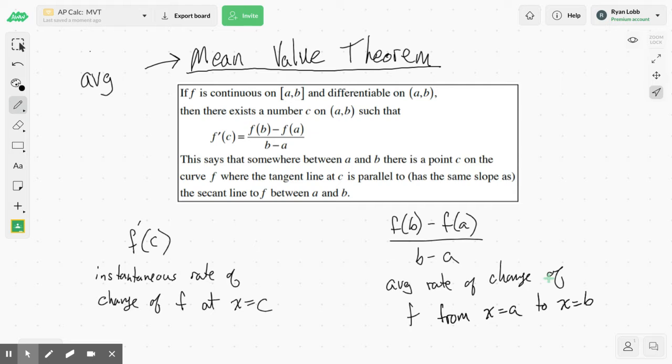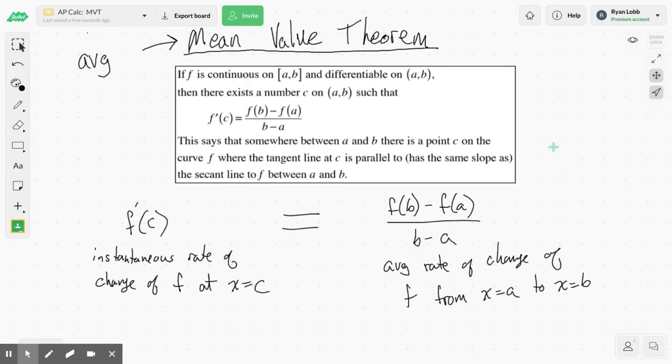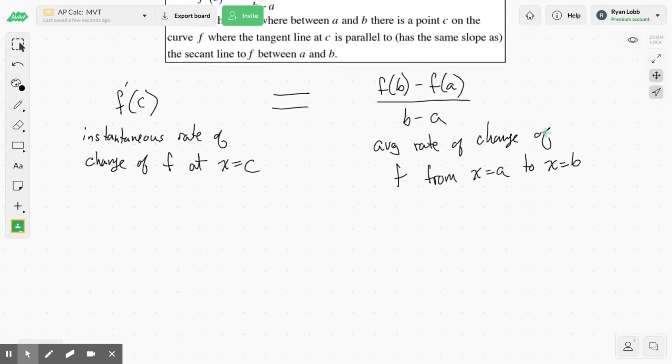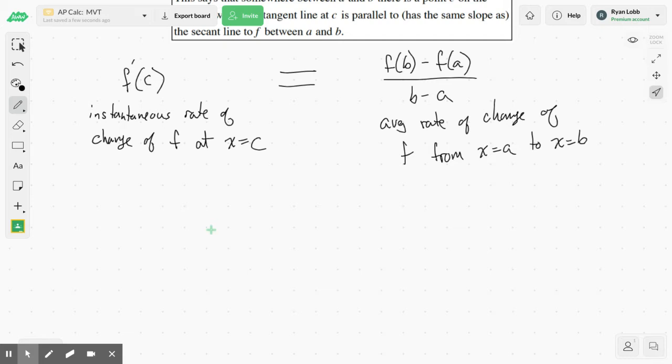So we have here that the mean value theorem guarantees that at some point in between a and b, the instantaneous rate of change will equal the average rate of change of the function over that interval, okay? This is another one of those existential theorems that guarantees something exists, but not necessarily how to find it.